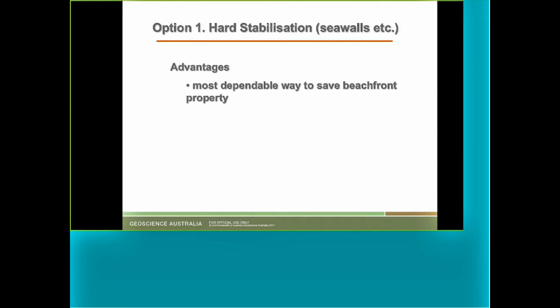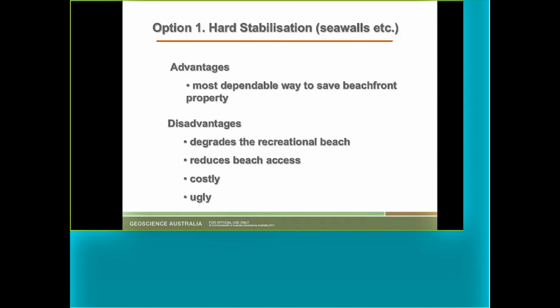Hard stabilisation, seawalls and so on. The advantage there is that undoubtedly it's probably the most dependable way to save beachfront property and structures associated with it. However, it can be detrimental to the recreational quality of beaches, particularly on high-use beach areas, as you'll see in an example in a moment. They can reduce beach access. They're definitely costly. These structures are typically in the millions of dollars to construct, and some might argue that they're not particularly attractive, and in turn do reduce the recreational amenity of a shoreline.